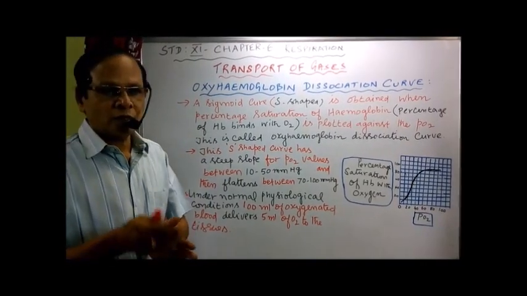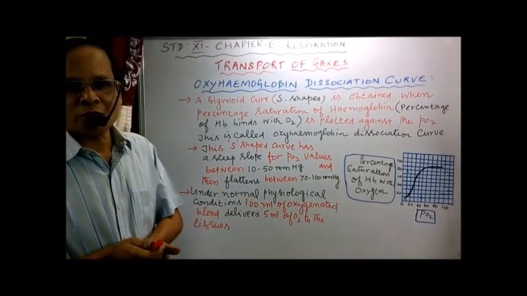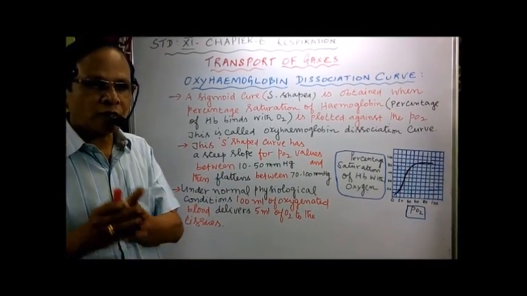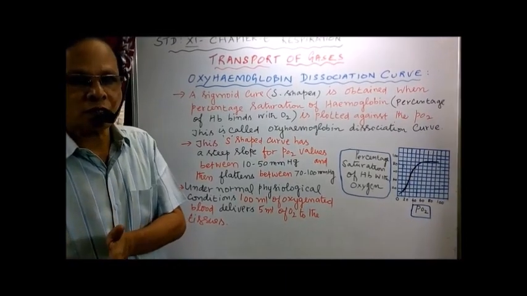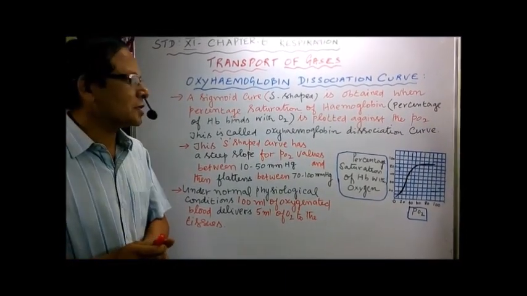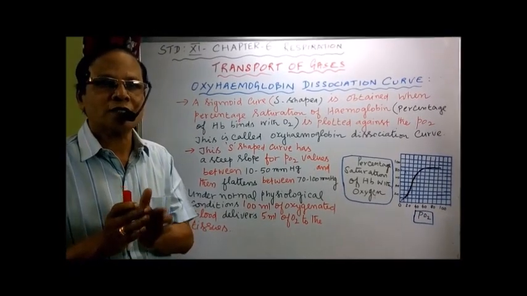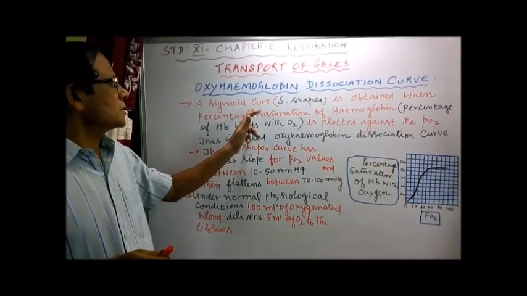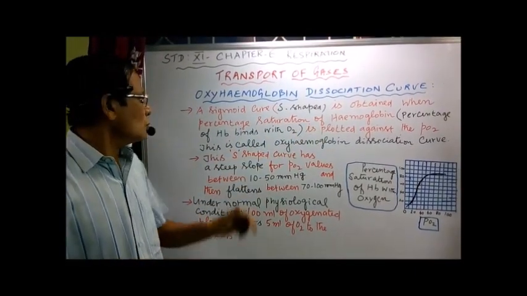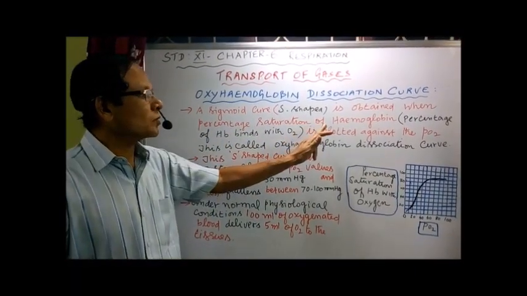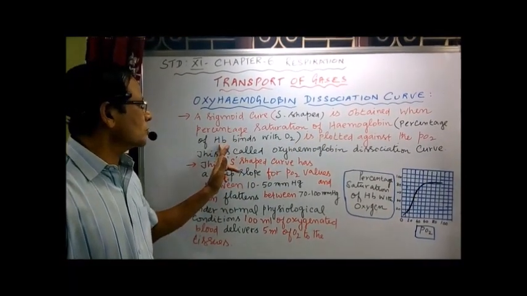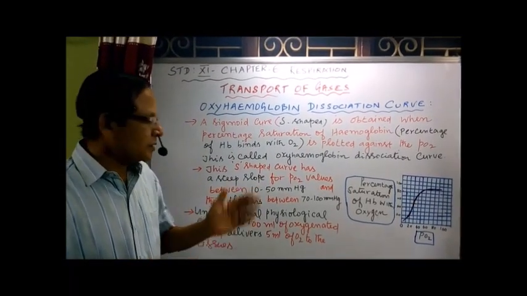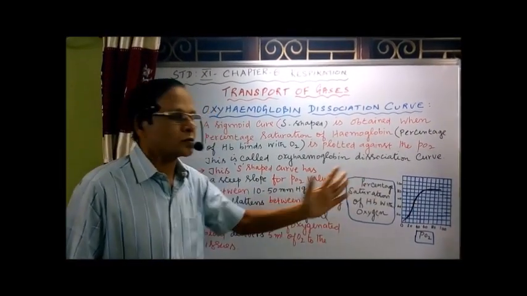That is, when you have 104 millimeter mercury of oxygen in alveolar air, we have only 95 millimeter mercury in the oxygenated blood. You see the difference. That's why I said there is no 100% saturation, only 97% saturation of hemoglobin with oxygen. So a sigmoid curve is obtained when percentage saturation of hemoglobin, which is nothing but the percentage of hemoglobin bound with oxygen, is plotted against the partial pressure of oxygen. And this curve is called the oxyhemoglobin dissociation curve.